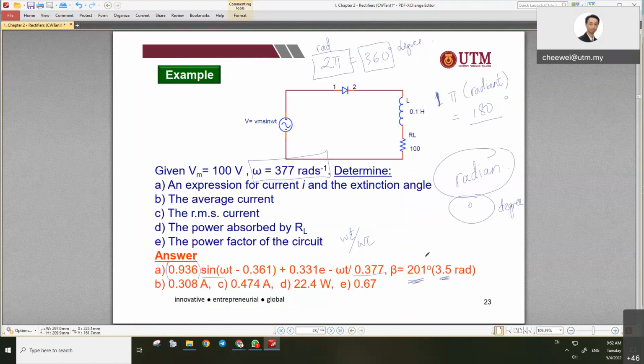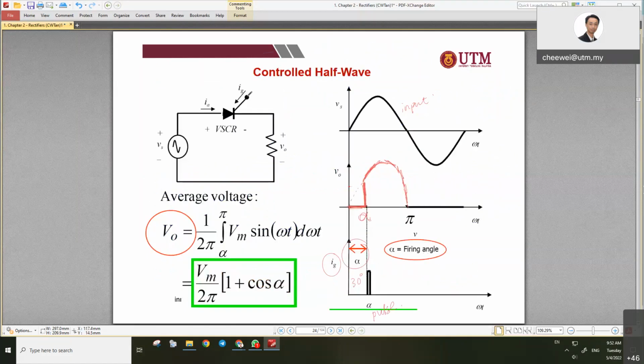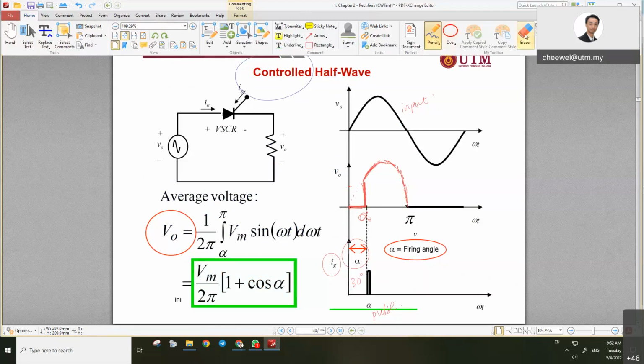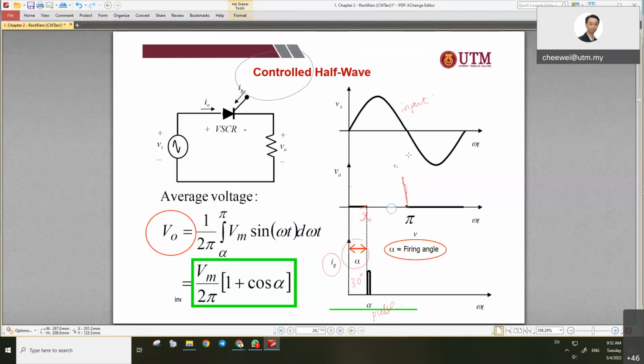Because we're going to move forward to the controlled half wave. Previously, we talked about the uncontrolled diode rectifier, half wave. Now we want to change the diode into an SCR. So what is the impact of changing to the SCR? If you change to the SCR, it means what? You are actually controlling the starting point.